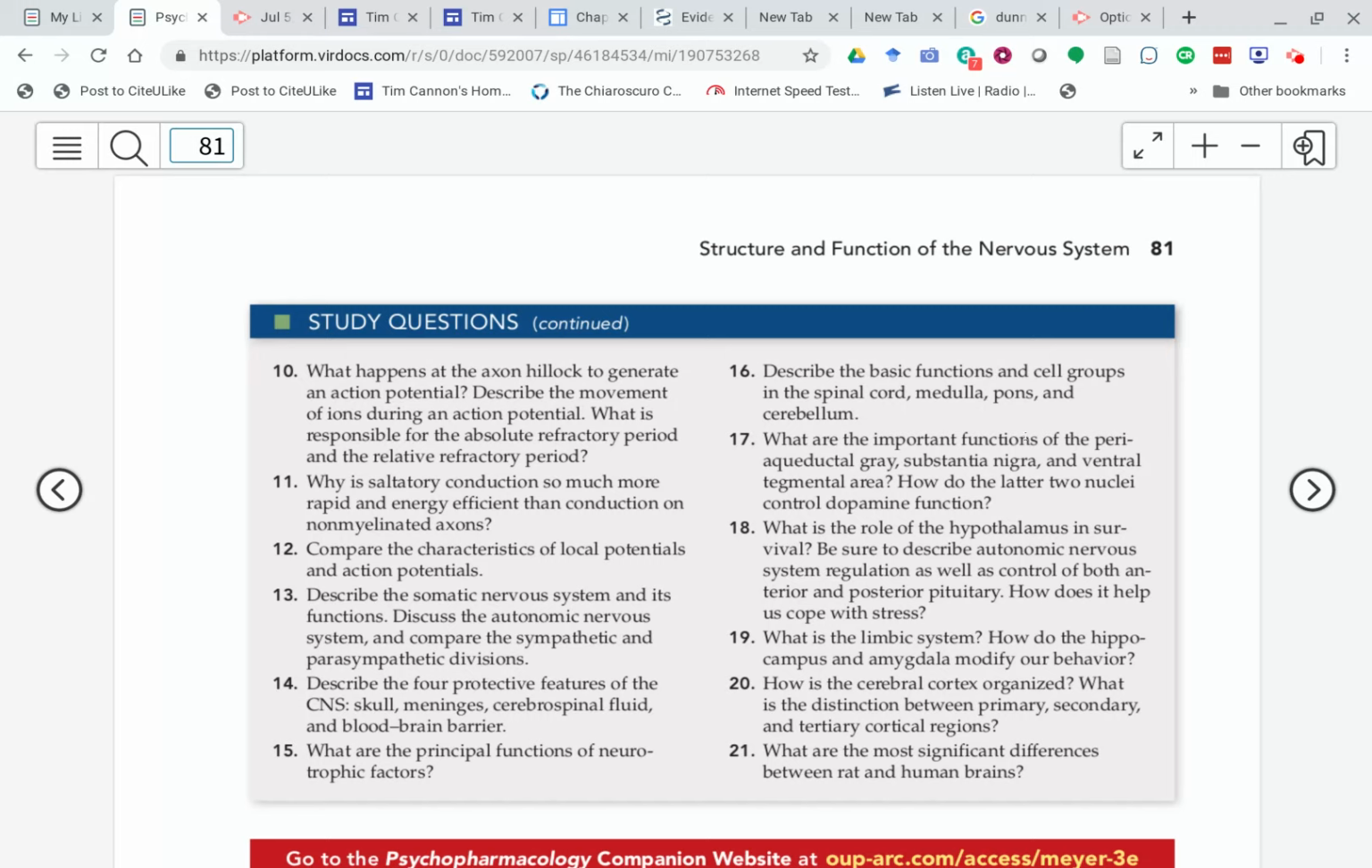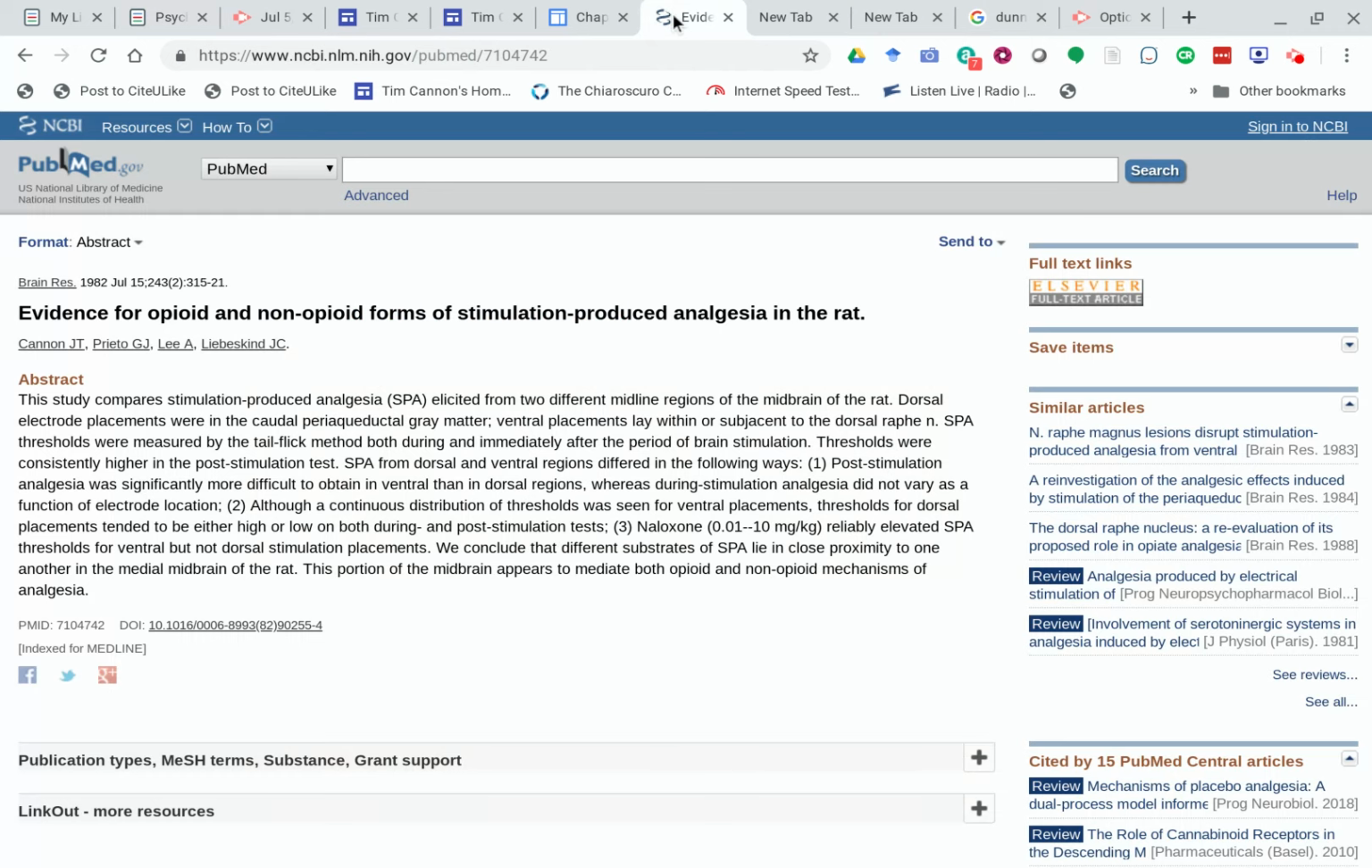There are those figures. Let me just quickly show my former life. This is something I did in 1982. What were you up to in 1982? Evidence for opioid, and this is appropriate use of the term because it's the brain's own chemicals, and non-opioid forms of stimulation produced analgesia in the rat.